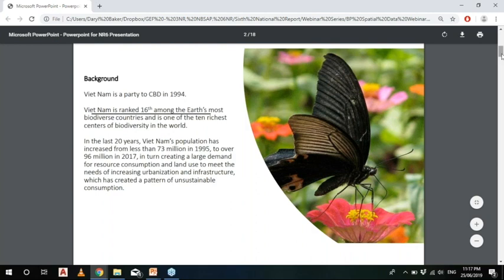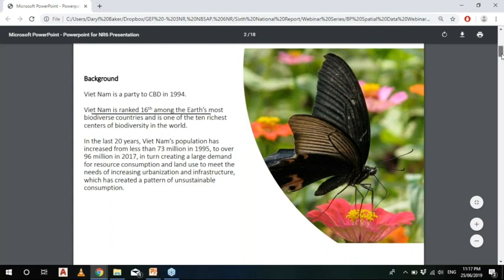Along with economic growth, we also witnessed a rapid increase in population within only 20 years, about 17 million more people. And with the economic growth, population growth, urbanization and industrialization, the whole process has created some unsustainable patterns and caused some threats to biodiversity.